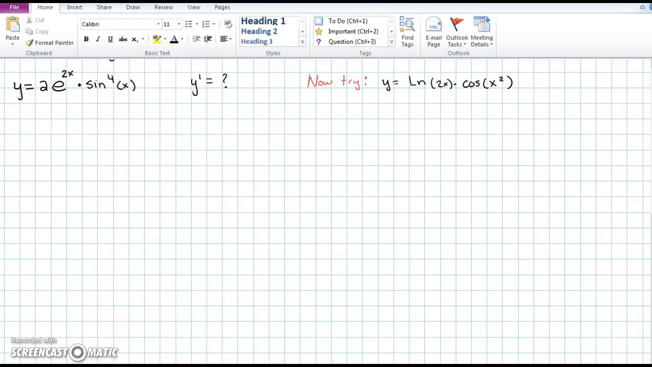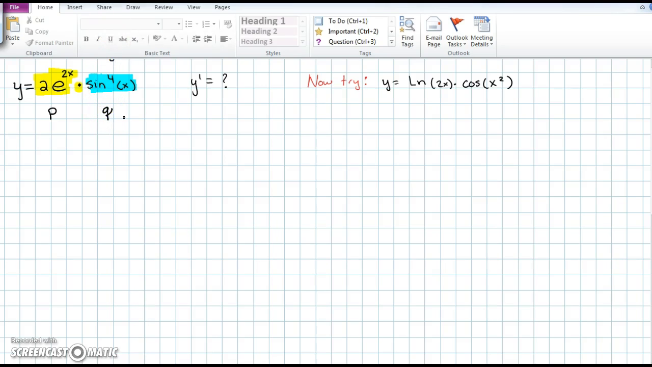So here we have a classic product rule problem. How do I know? Two functions multiplied together. The first function I will call P. The second function I will call Q.